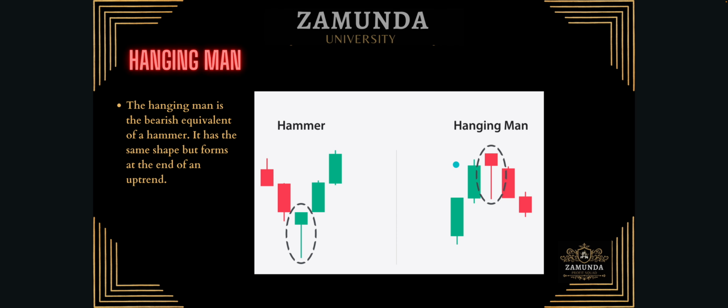A hanging man is a bearish equivalent of a hammer. It has the same shape but forms at the end of an uptrend. It indicates that there was a significant sell-off during the day, but the buyers were able to push the price up again. The large sell-off is often seen as an indication that the bulls are losing control of the market.